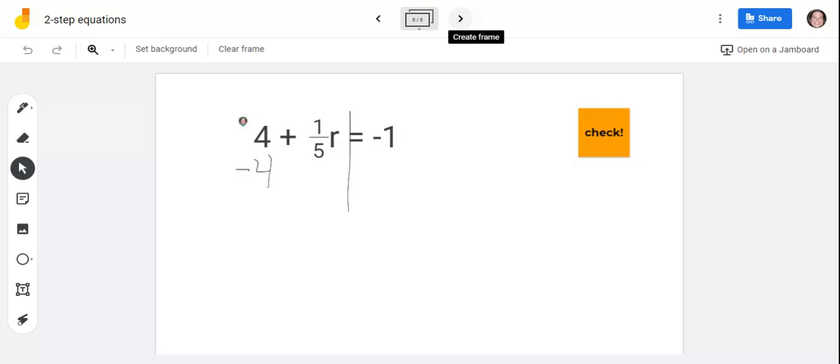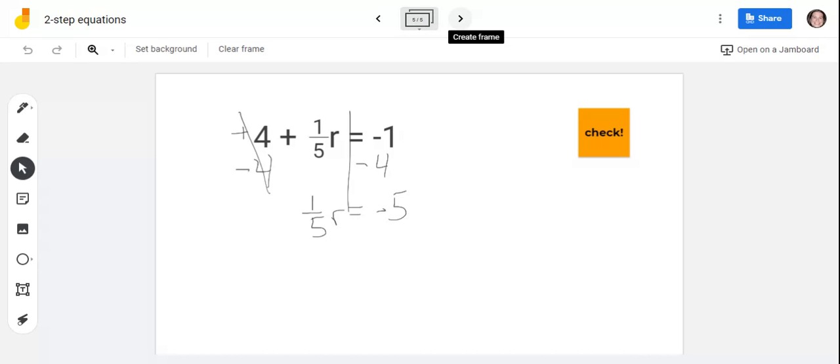This is really a +4. So to get it to go to 0, I need to do the opposite. So if I subtract 4 on the left, I'll subtract 4 on the right. We had a positive and a negative, which goes to 0. I'll bring down the 1/5 R. And then on the other side, I have two negatives, so they'd be the same colored chip. Add them together, I get -5. Again, we're at a one-step equation. Yeah, it's got a fraction, no big deal.